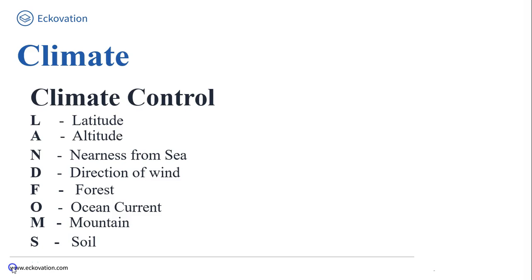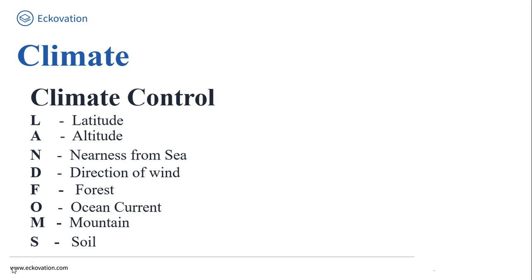Friends, due to the curvature of Earth, the amount of solar energy received varies according to latitude, because of which the air temperature decreases from the equator towards the poles. Friends, when we talk about altitude, as we go from the surface of the earth to higher altitudes, the atmosphere becomes less dense and temperature decreases. This is why the hills are cooler during the summer.